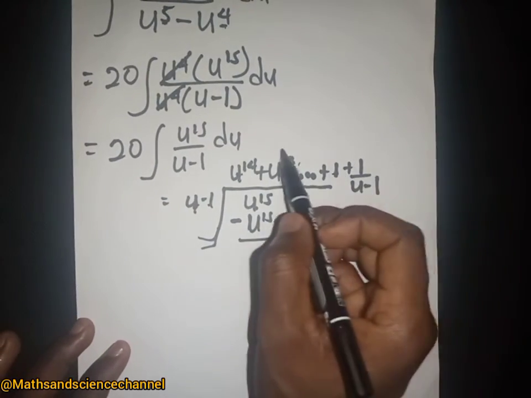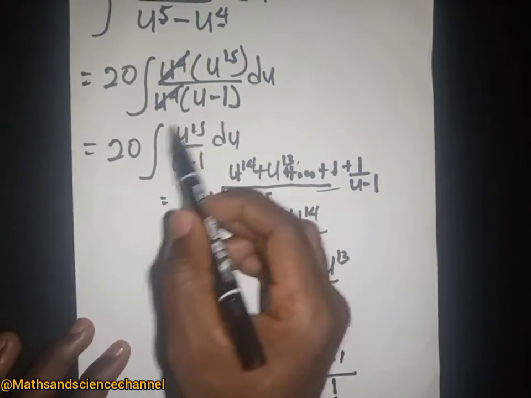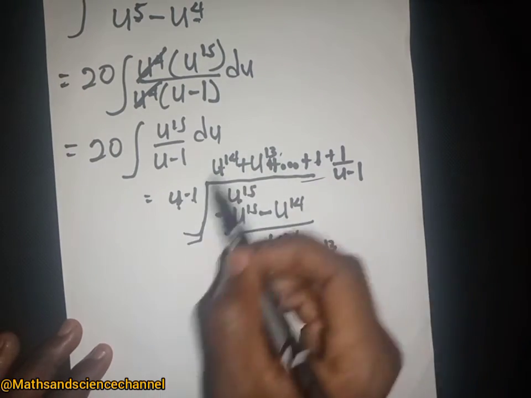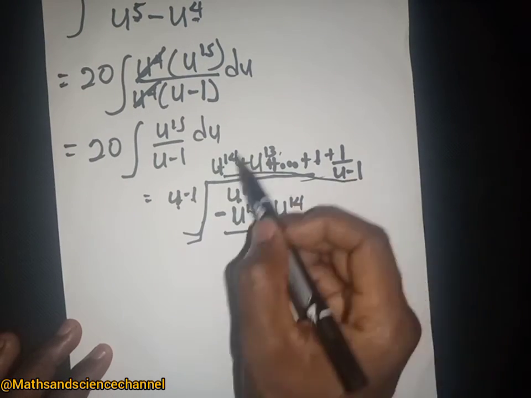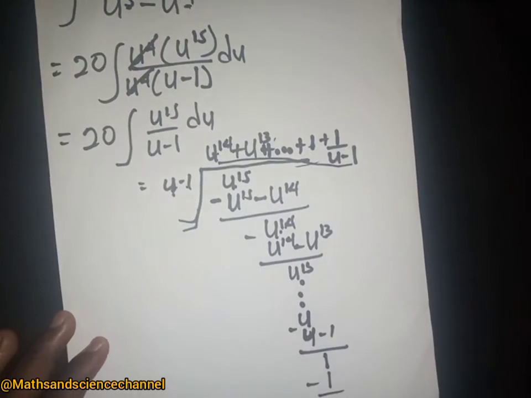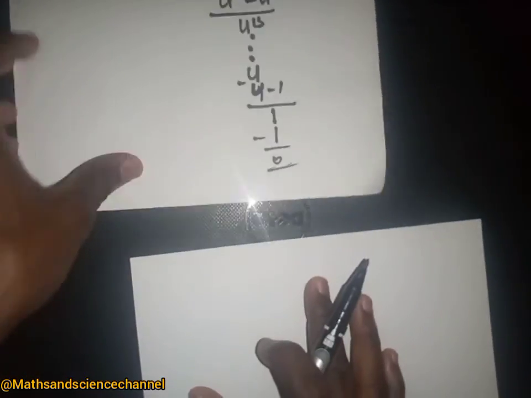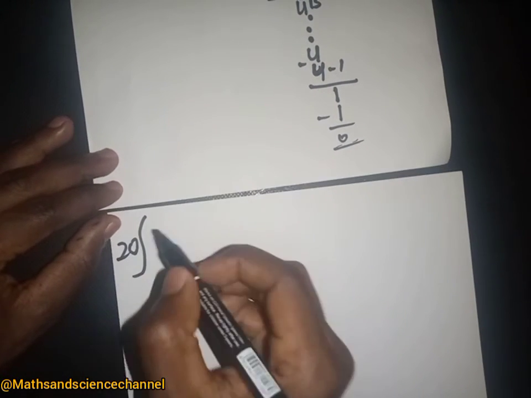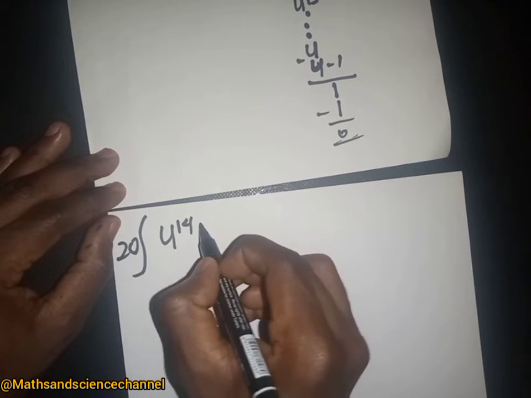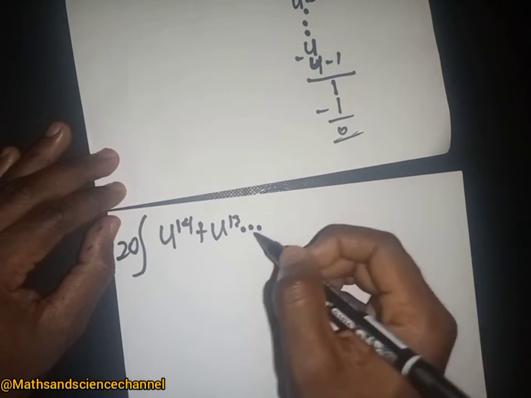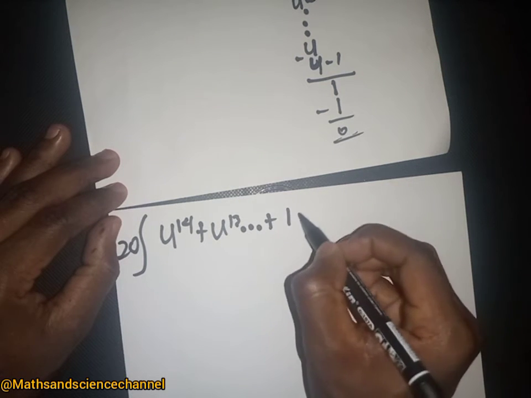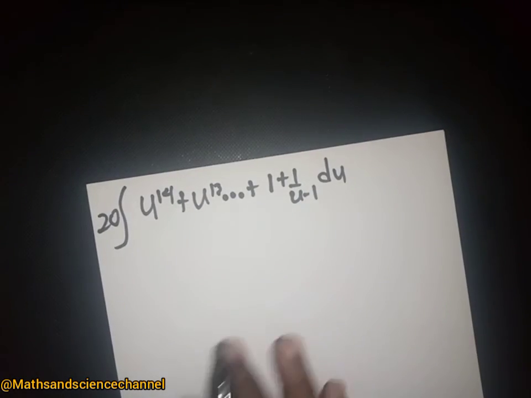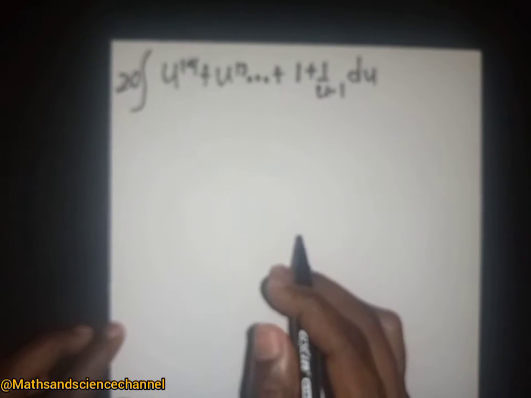So we are going to insert this into the general one here, right? Okay, so u power 15 over u minus 1 is just giving us this as the answer. So we are going to insert the whole of this in place of that, right? So let's do that. Doing that, we can have the integral with 20 outside here. Then we just have u power 14 plus u power 13, then the subsequent ones all the way to 1, plus 1 over u minus 1, with respect to du, right? All right, so we can have this. Now from here, we can go ahead and integrate.